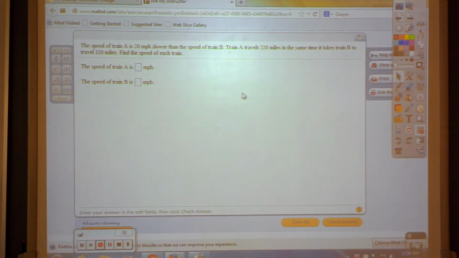All right, try that one. It says the speed of train A is 20 miles per hour slower than the speed of train B. Train A travels 220 miles in the same time it takes train B to travel 320 miles. Find the speed of each train. Hurry up. I'm gonna let y'all work this one. Set up your chart first.